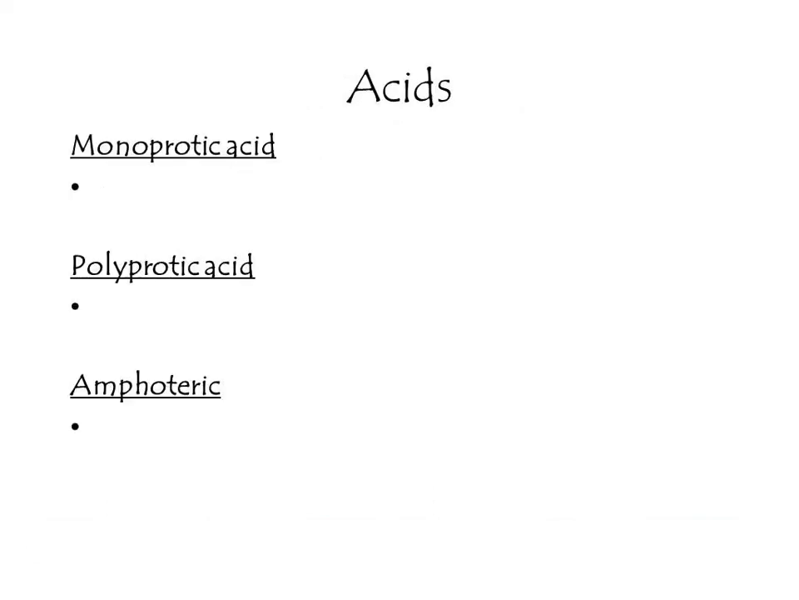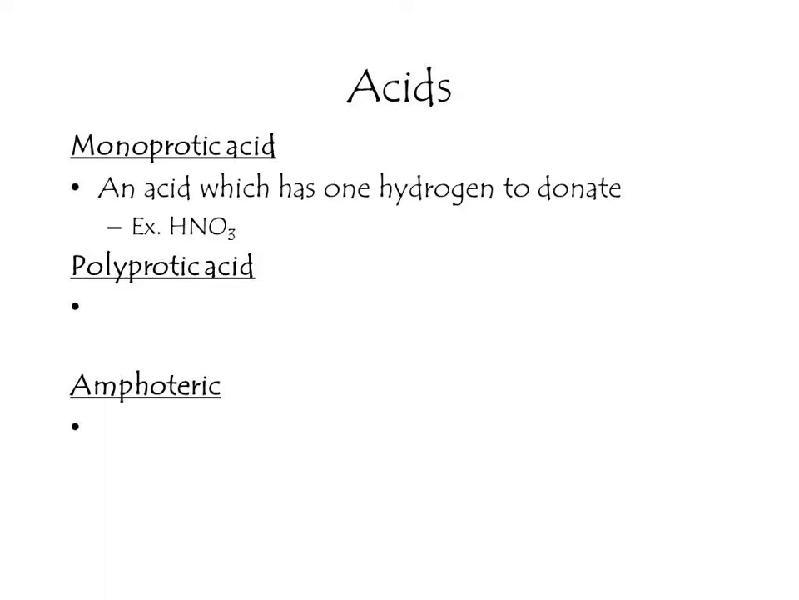Now, if we talk about acids, there are also what are known as monoprotic, polyprotic, and amphoteric. Monoprotic means it only has one hydrogen to donate. An example is nitric acid, which has only one hydrogen to donate. Another example would be HCl, because it only has one hydrogen to donate. And another one would be HI, because again, it has only one hydrogen to donate.